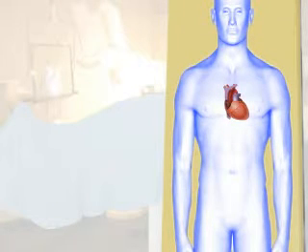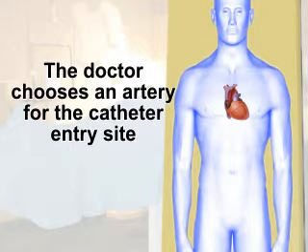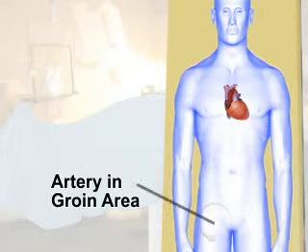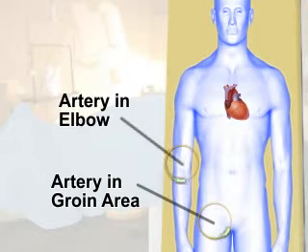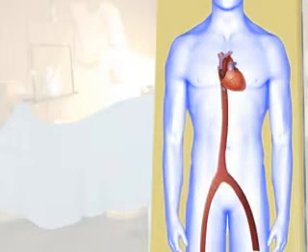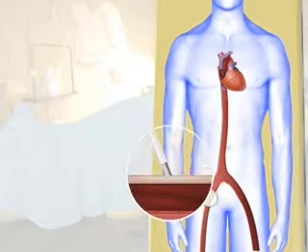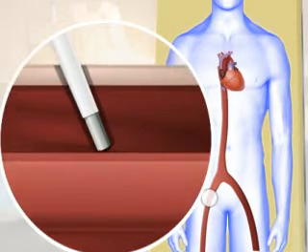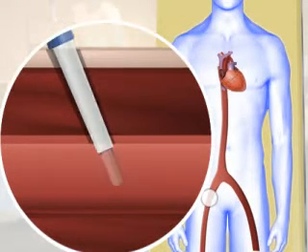To begin a cardiac catheterization with angioplasty, the doctor chooses an artery for the catheter entry site. Most commonly, an artery in the groin area of the leg is used. However, an artery in the bend of the elbow may also be used. Once the area is numb, the doctor will insert an introducer, which is a thin plastic tube, into the artery.